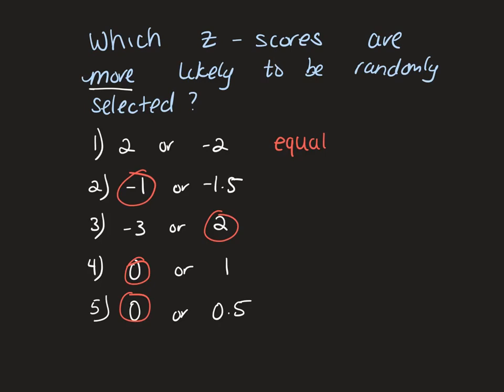Remember, when the z-score is 0, that means we are at the mean, and the score at the mean is the most likely to be randomly selected. That means a z-score of 0 is also the most likely to be randomly selected.